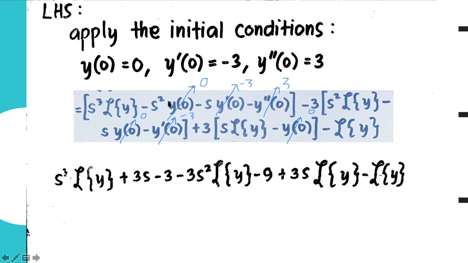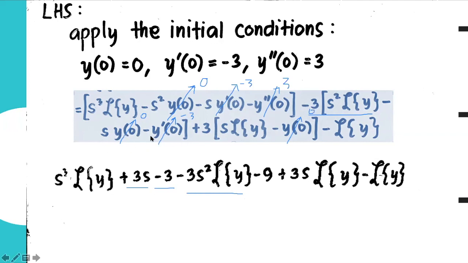Now, second term is we have s squared times 0 is 0. Okay, so wala na tong term na to. The third term is -3 times -s. So we have positive 3s. Okay, and the next is +3 times negative. So you have -3. Okay, now we go to this part. So -3 times s squared Laplace of y. So you have this. Negative times negative, you have positive times 0. So tanggal na rin yung term na to.